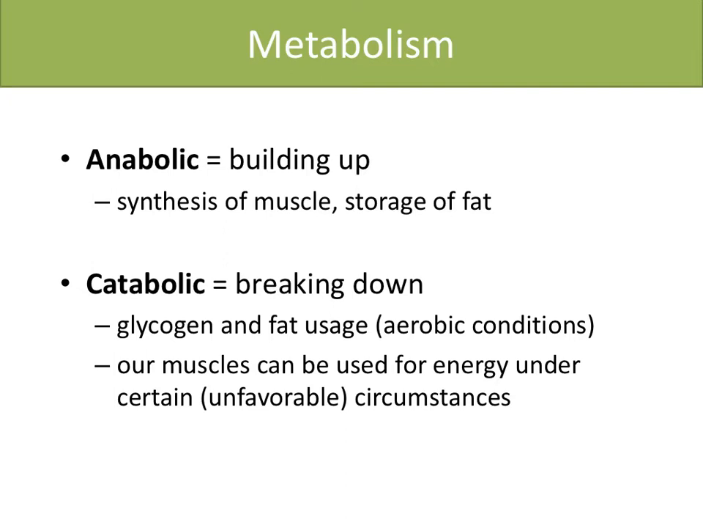So the first thing that we break down is glycogen and fats, which are used under aerobic conditions. That means it requires oxygen for the chemical reaction, but it gives you a great deal of an energy molecule called ATP that we'll deal with in just a second. And then you can also break down muscle for energy, but it's usually because of unfavorable circumstances where you don't have enough food.